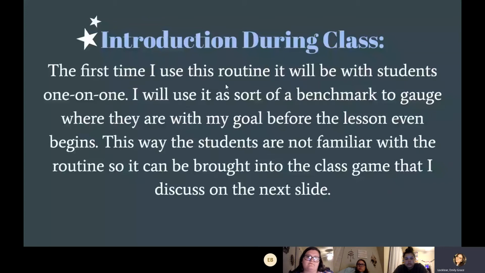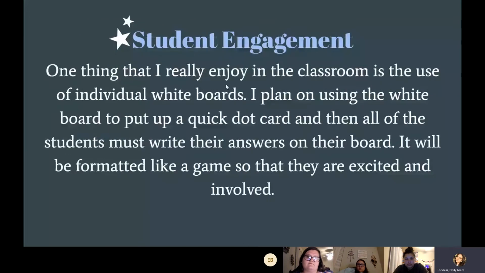So for engagement, one thing I really like to do in my lesson plans is the games where you put something on a smart board and every student has a whiteboard and writes their answer and flips it over, because it's a fast way to evaluate their thinking, and if you make it a game, they get really into it. I know I used to get really into it.